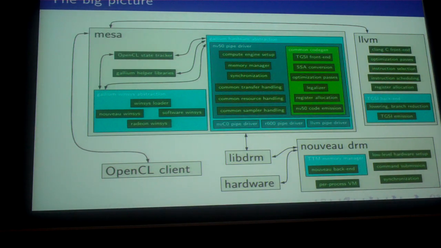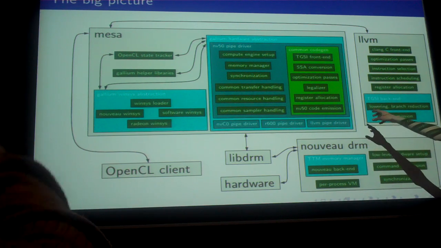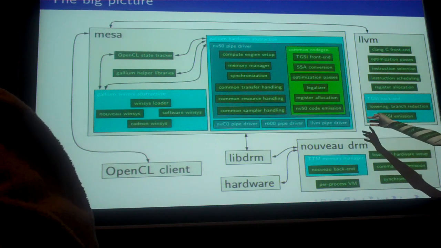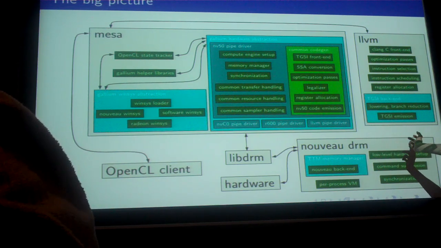Okay, so I tried to make a diagram of what the compute stack looks like right now. Of course, we have the OpenCL client that talks to the OpenCL state tracker. The OpenCL state tracker is where most of the common compute-specific logic lies. Then there's another half of the compute-specific code that is hardware specific and it's all contained in the pipe driver. Right now the only implementation of this is for R600 hardware.